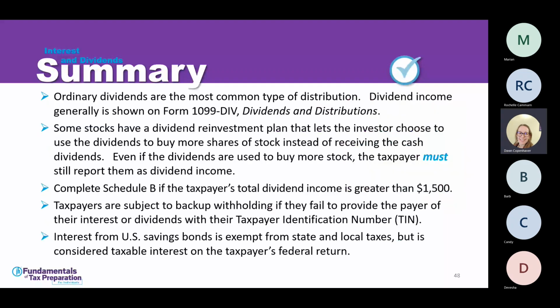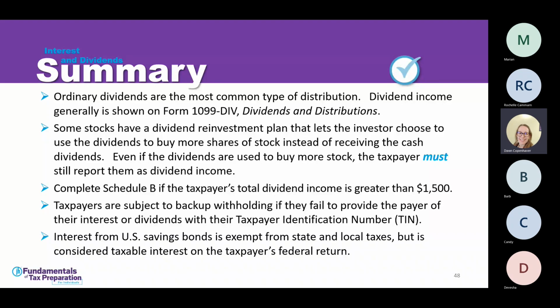Ordinary dividends are the most common type of distribution. They are taxed at ordinary income rates. And some stocks have a dividend reinvestment plan that lets the investor choose to use the dividends to buy more shares of stocks instead of receiving the cash dividends. Even if the dividends are used to buy more stock, the taxpayer must still report them as dividend income. You complete Schedule B if their dividend income is greater than $1,500.